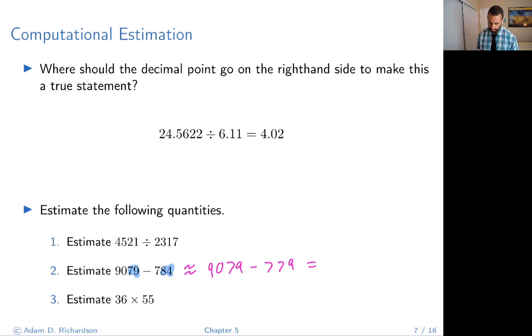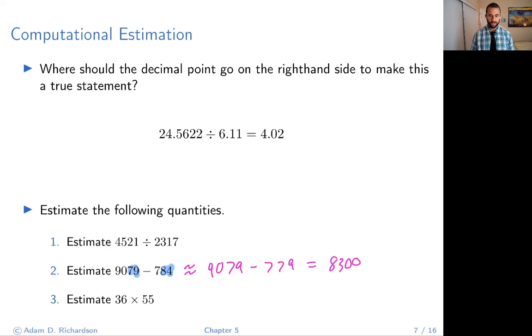Just like we were talking about before, I can subtract 79 and then I can subtract 700, and I'm going to end up with 8,300. And that's an approximation. Not the exact answer, but a pretty good approximation. And in fact, I'm not very far off if you do the exact calculation.